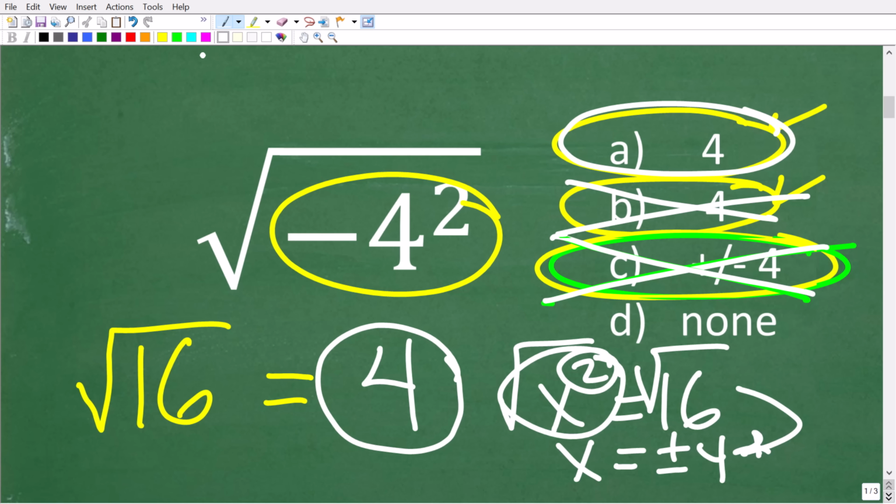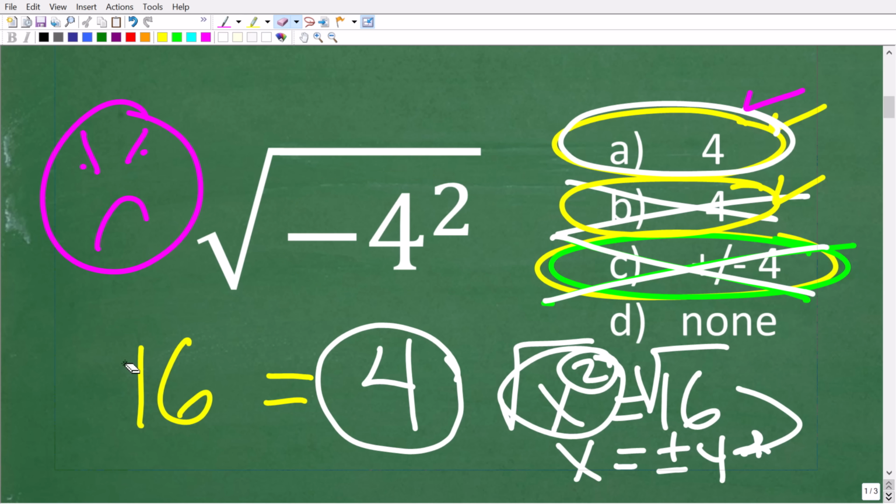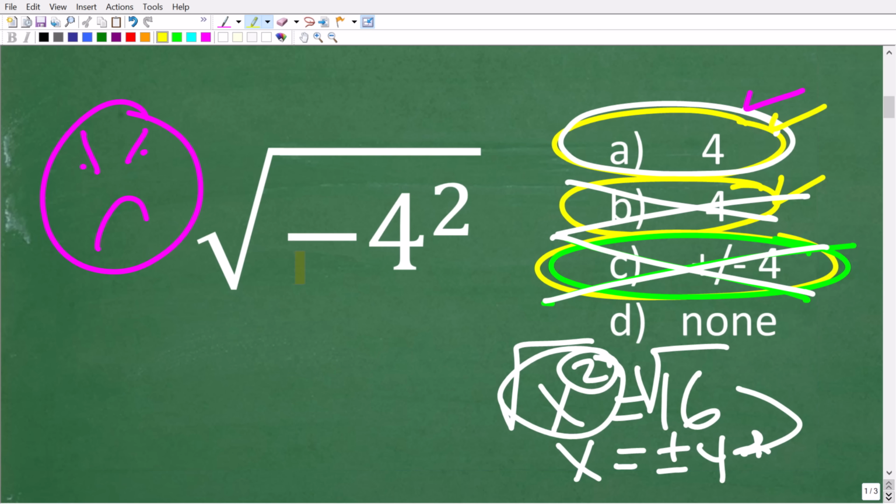Well, that is wrong too. Now, a lot of you might be really upset and be like, hey, what are you talking about, Mr. YouTube Math Man? You just told me that the square root of 16 is 4. Well, indeed it is. All right, so the square root of 16 is 4. However, we made a major math mistake here. And that is negative 4 squared is not equal to a positive 16. Actually, this is a negative 16, and let's see why right now.